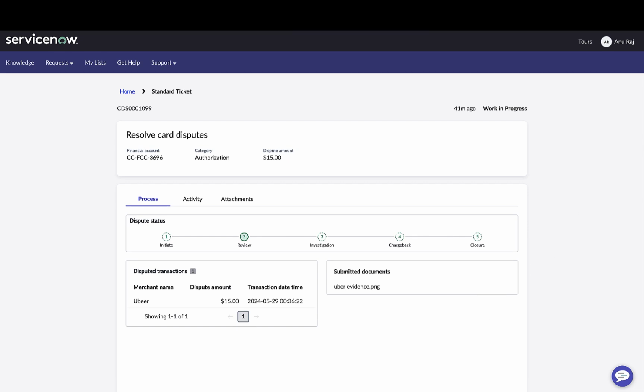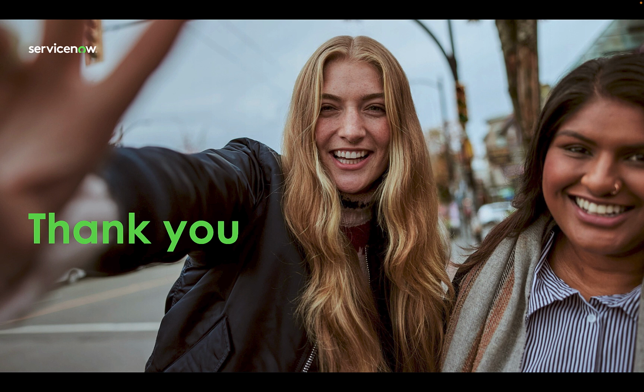the cardholder to track their dispute as it gets worked on by the agent. From the agent perspective, they benefit from having all this information up front so they can get to work on the dispute right away.